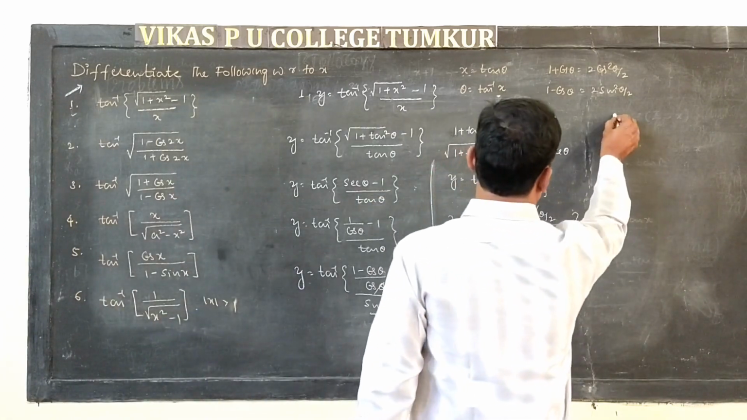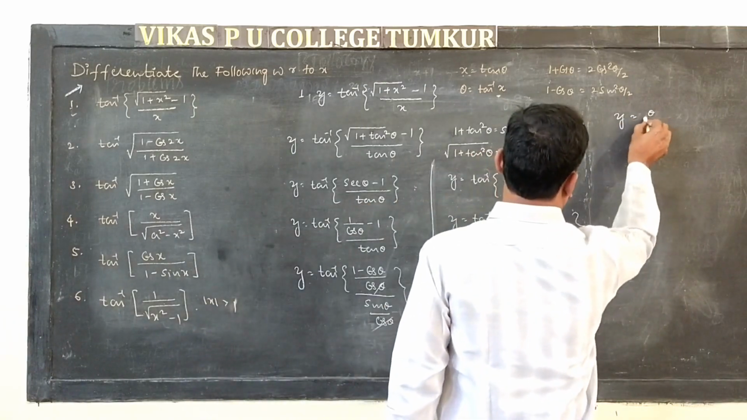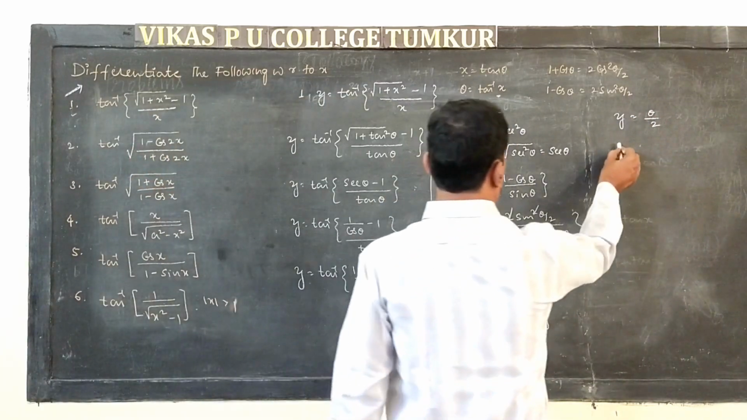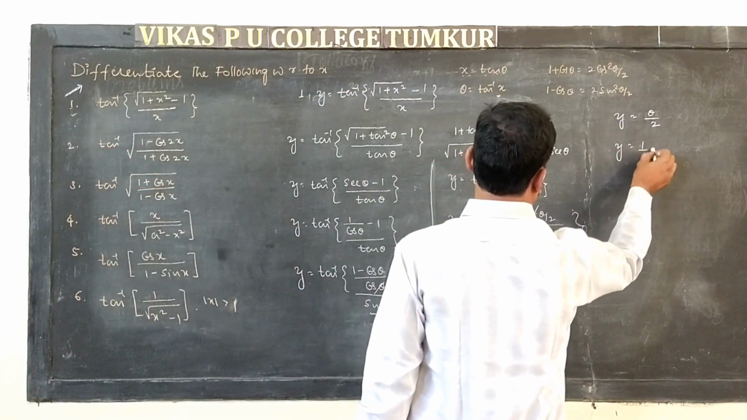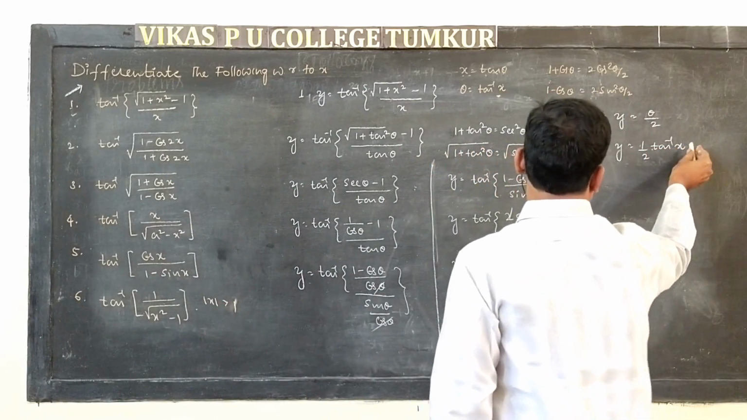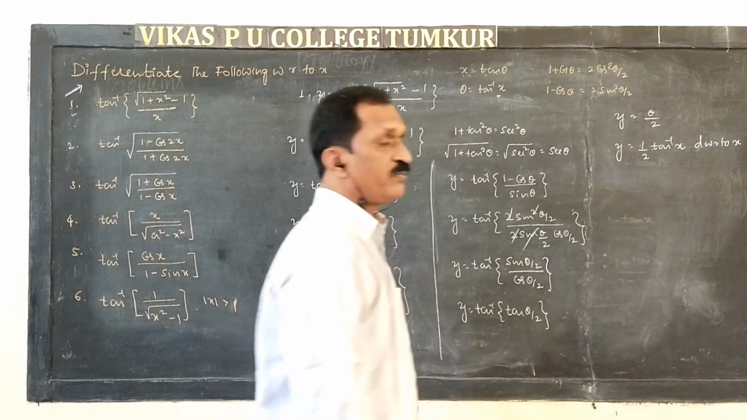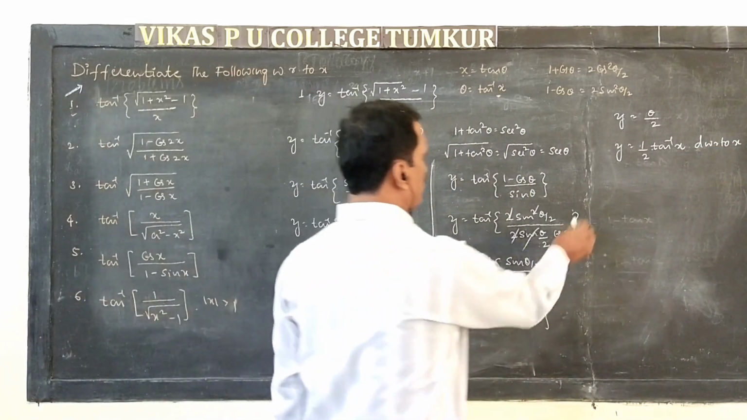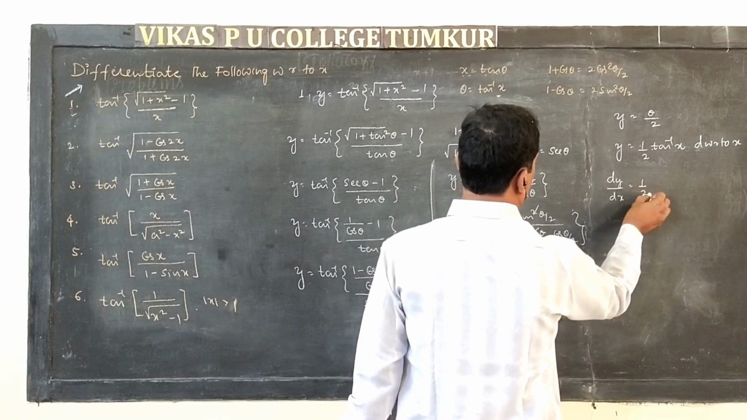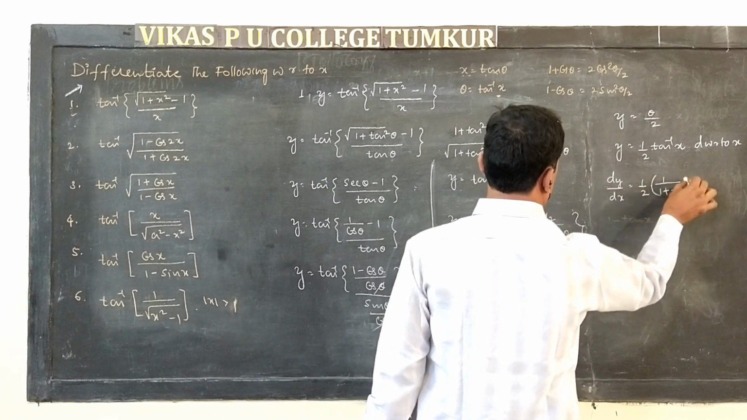And the value of y is equal to tan inverse of tan theta by 2, that is theta by 2. Replace the value of theta. y is equal to 1 by 2 into tan inverse of x. Now it is very easy to differentiate. Differentiating the function with respect to x, dy by dx is equal to 1 by 2 times the differential of tan inverse of x, which is 1 by 1 plus x square.